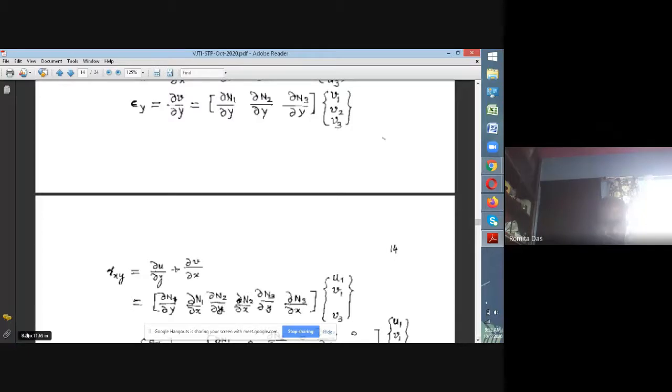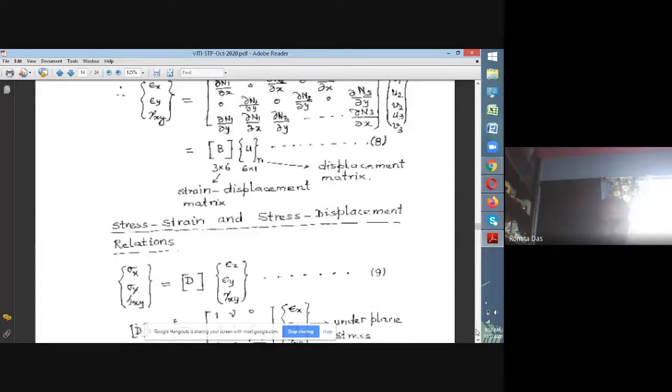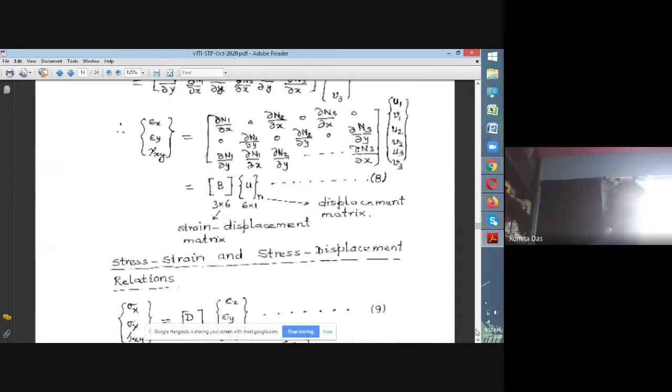Similarly, the shear strain gamma xy is also given in terms of the derivatives of the three shape functions, multiplied by the nodal displacements at the corner nodes. So all the three strains are now given. Look at this: all three strains are now given in terms of the matrix here. The three strains at any point are given in terms of the derivatives of the shape functions with respect to x and y and the nodal displacements.